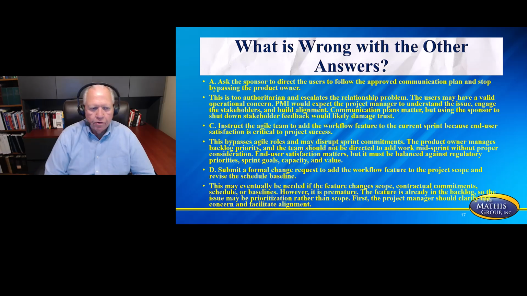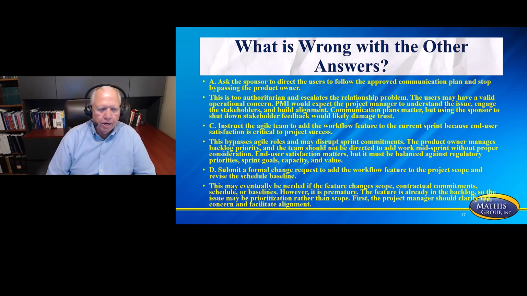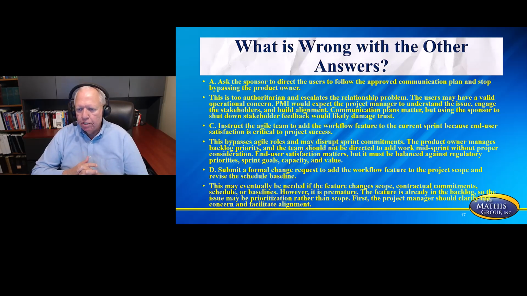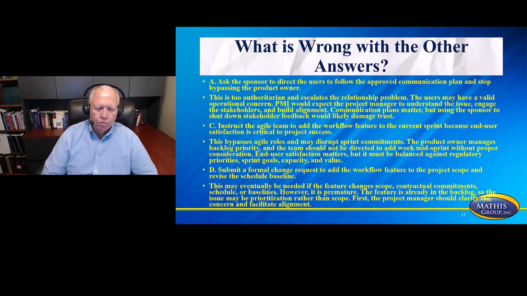So what is wrong with the other answers? Let's break them apart and do a deep dive here. So A, ask the sponsor to direct the users to follow the approved communication plan and stop bypassing the product owner. So this is too authoritarian and it escalates the relationship problem. The users may have a valid operational concern. PMI would expect the project manager to understand the issue, engage the stakeholder, and build alignment. Communication plans matter, but using the sponsor to shut down stakeholder feedback would likely damage trust. So that's why you would rule that one out.